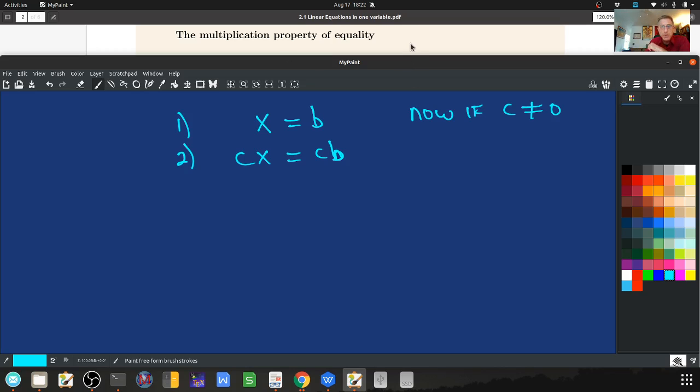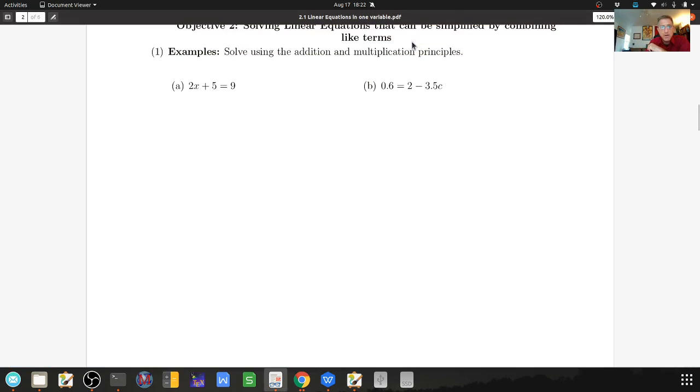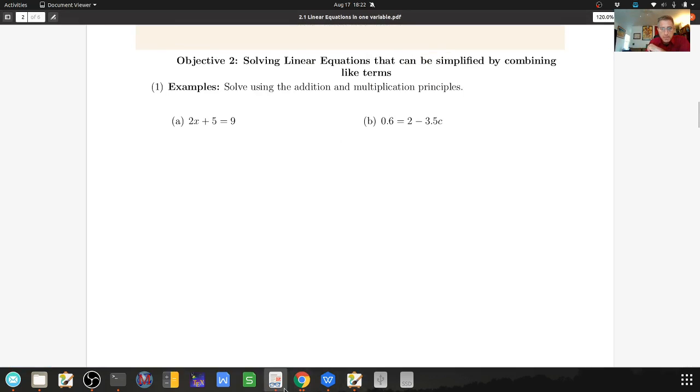So let's actually go about using that in solving some examples. There's a lot of different ways to do this, and I'm going to use the addition property in a way I don't normally use for example 1 and for example 2. Actually, this is objective 2, and I'm going to do them by objective, so I'm going to stop the video here.